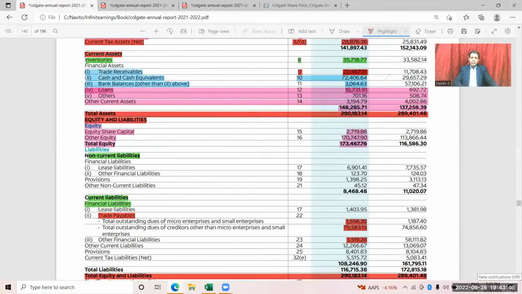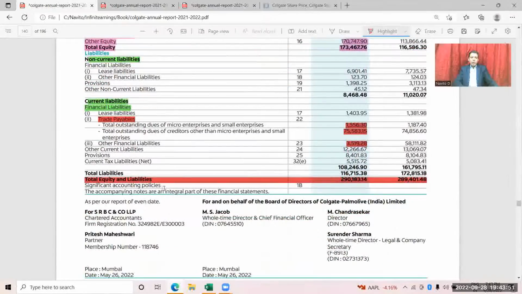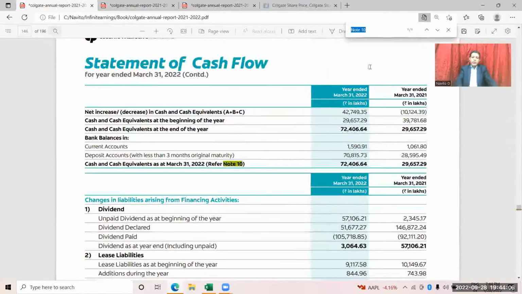So this was one aspect which I wanted to show as part of equity and liability. One aspect which we haven't seen is the provisions. And you can see provisions as part of non-current liabilities as well as current liabilities. So let us see our note 21.